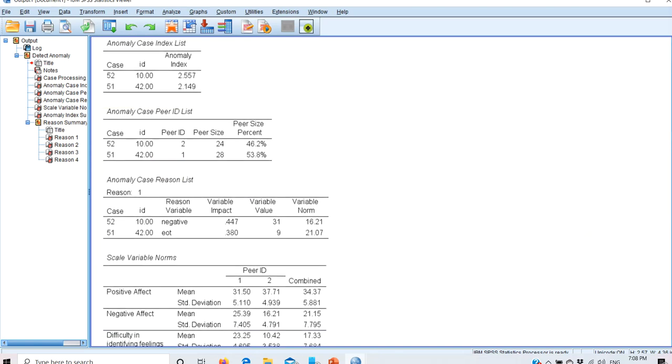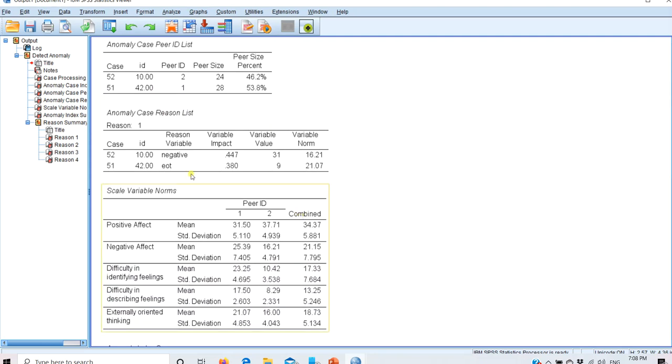But it has listed reason 1. Negative effect, the variable impact is this. The variable value is 31. And AI total, the impact is this. And the norm value is this. Now compare with the norm. So with the peer group norm, this is like a centroid. These two values are highly different from this norm value, and therefore they are anomalous cases.